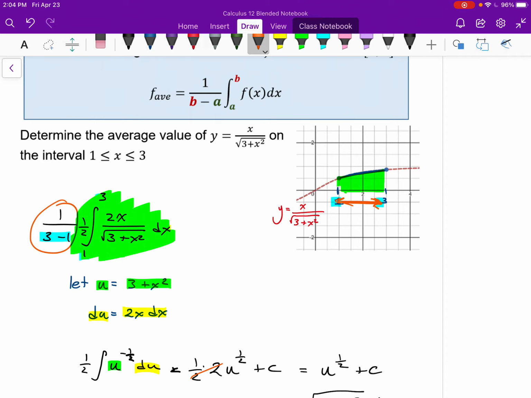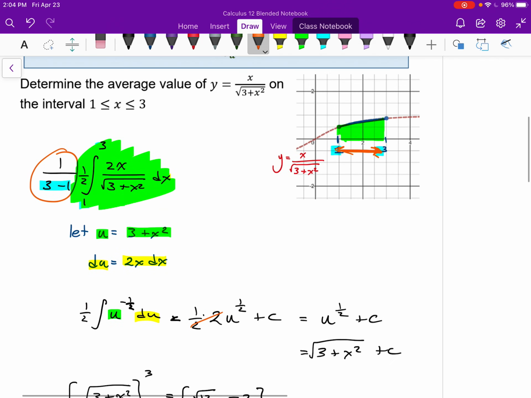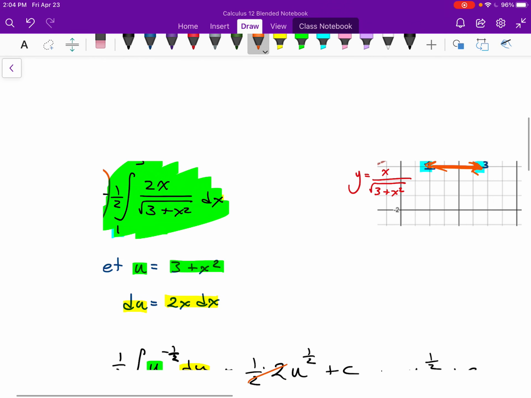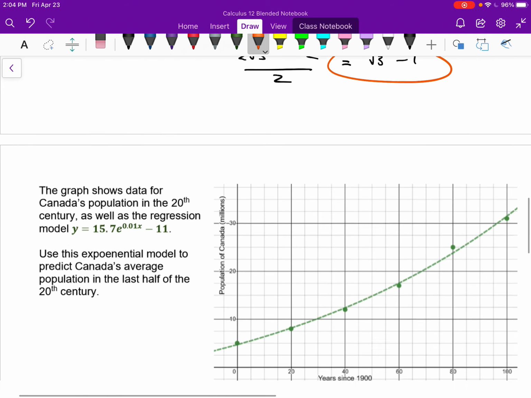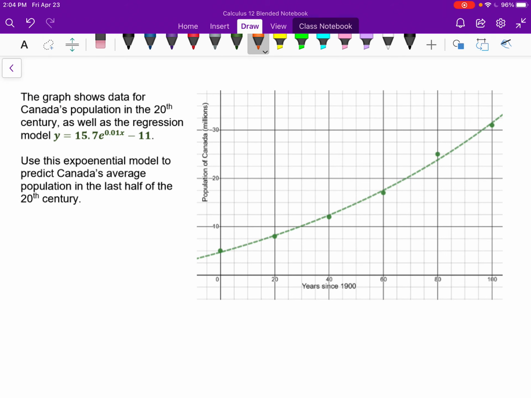All right, and so the last question is more of an applied question, because right now, what does this root 3 minus 1 really mean? Well, nothing, really, because it's just some random function. But here's a model of something. The scatter plot shows you the population of Canada over the 20th century, every 20 years, and the curve in green is a regression equation that models it quite well. You can see the regression equation right here.